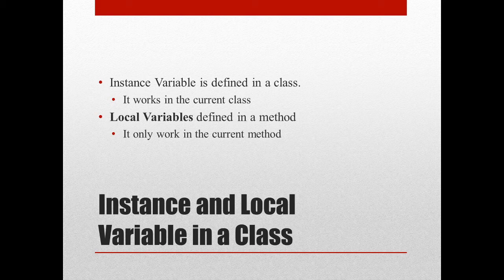We will be discussing now the instance and local variables. An instance variable is always defined in a class. It works in the current class, and the local variable, on the other hand, is defined in a method. It will only work in the current method. Always remember that local variables will always be defined in a method. So let's have a sample program.